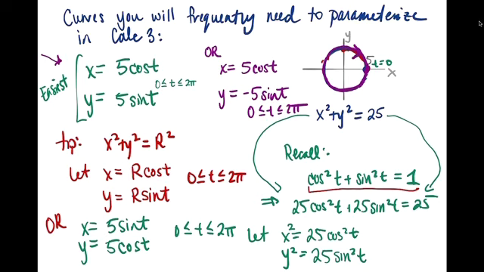So we have lots of options, but again, this is going to be the most common one that you're going to deal with. What I'd like you to think about next is what happens if I wanted to parameterize a shifted circle, which is also something that we're going to see. So let me clear us some space.